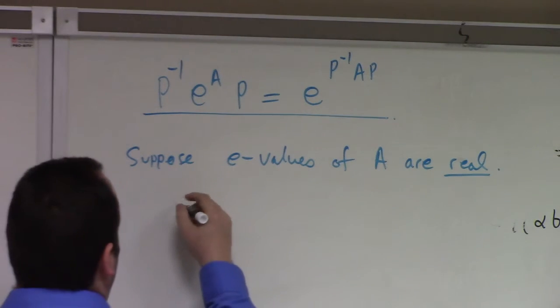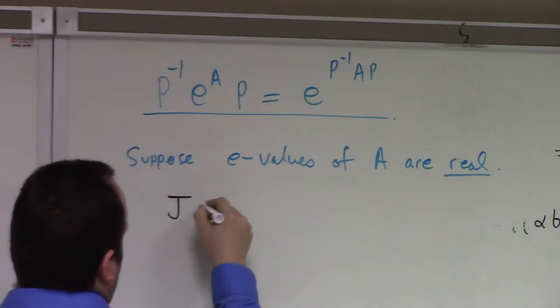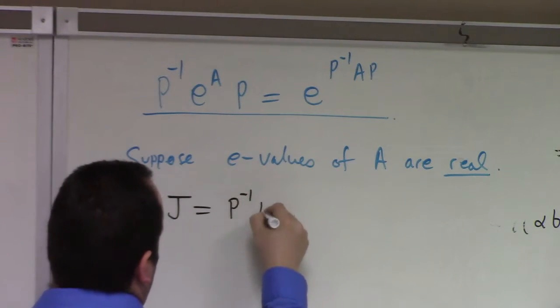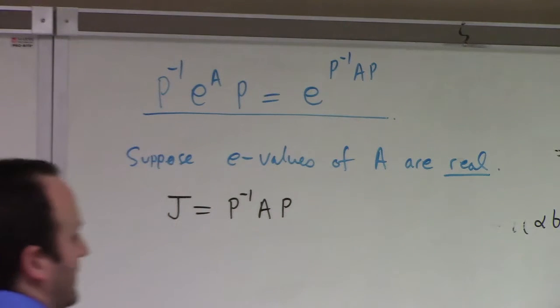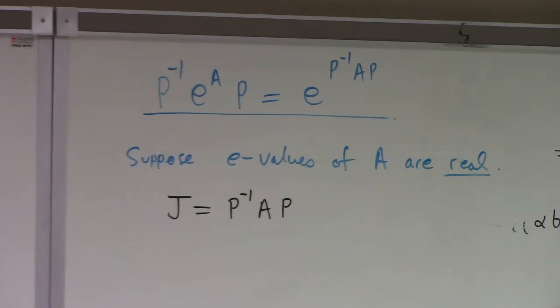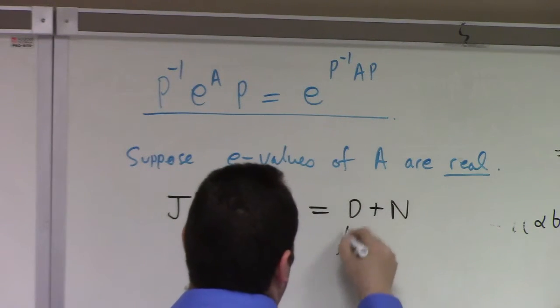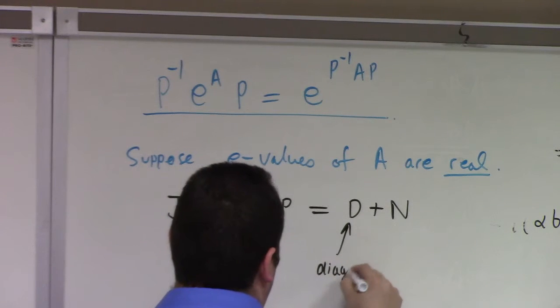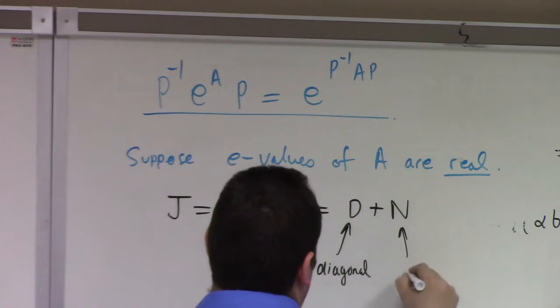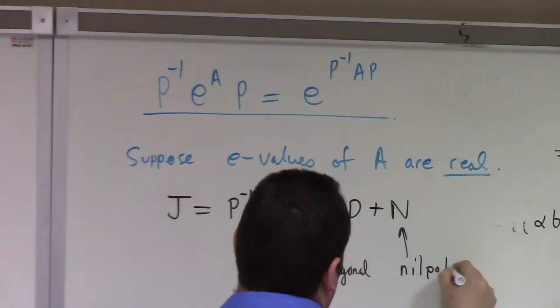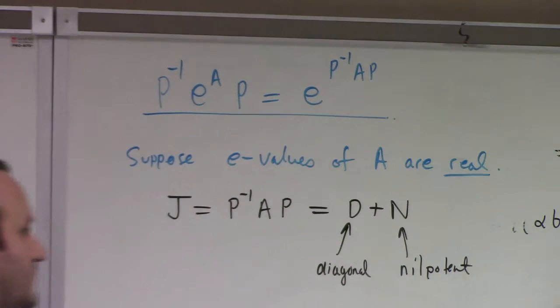Then what do we have? We have that there's a Jordan form, J, which is equal to P inverse A P. And what did we learn? Before we talked about the Jordan form, we talked about the Jordan decomposition, which is that J is equal to D plus N, where this is diagonal, and this is nilpotent.